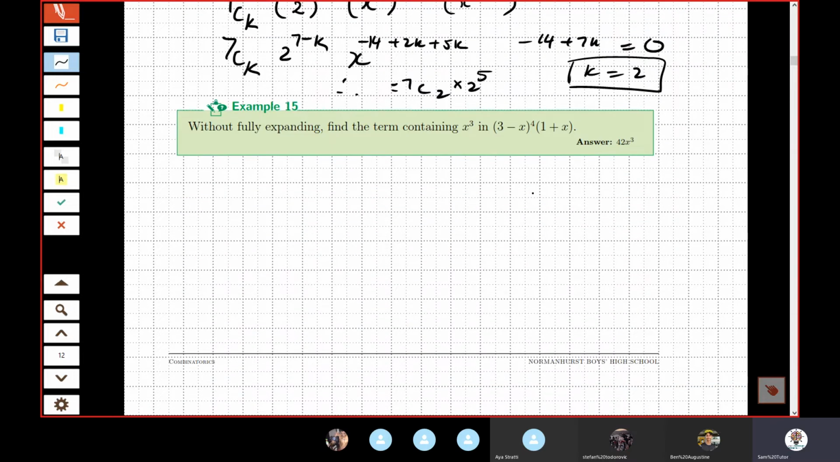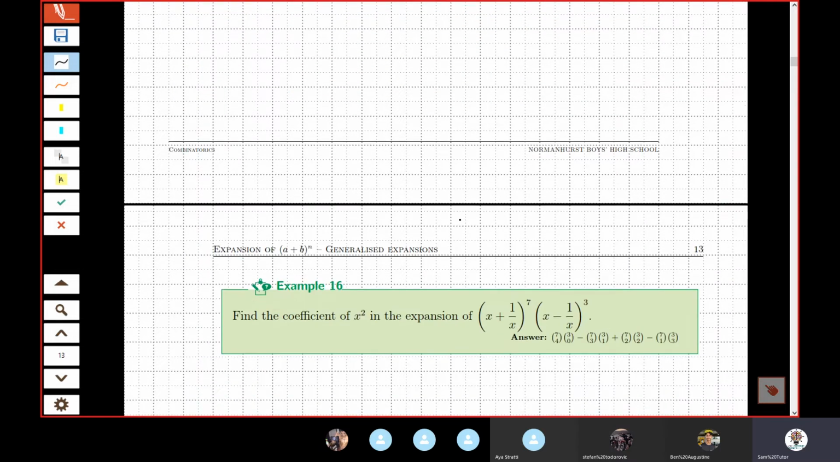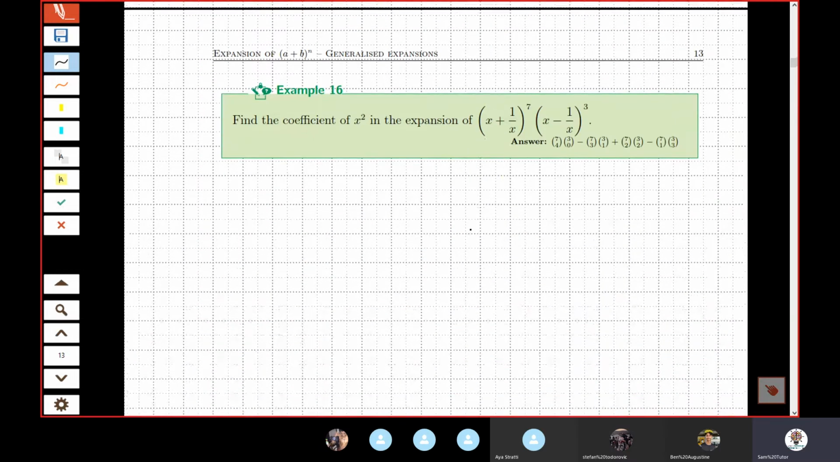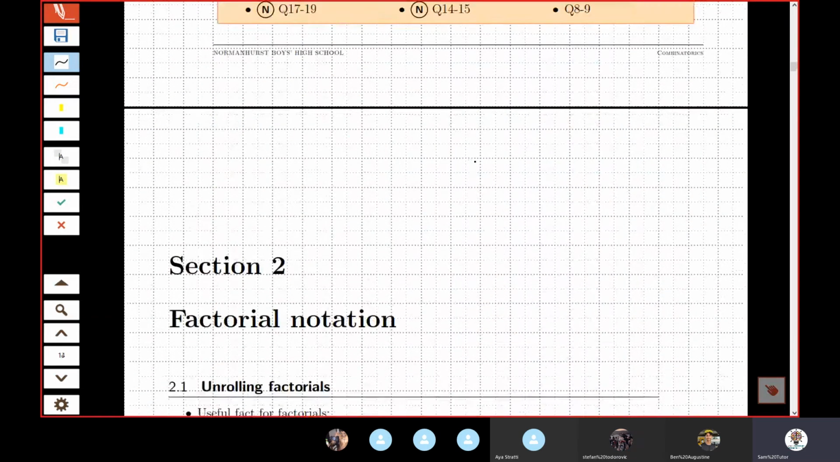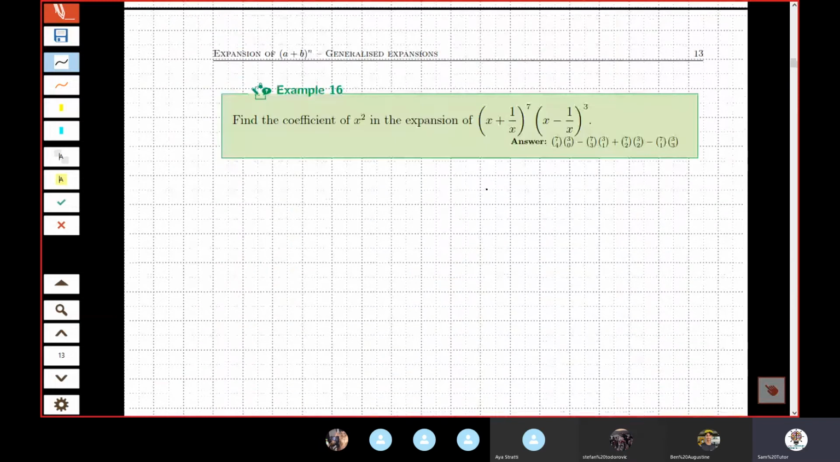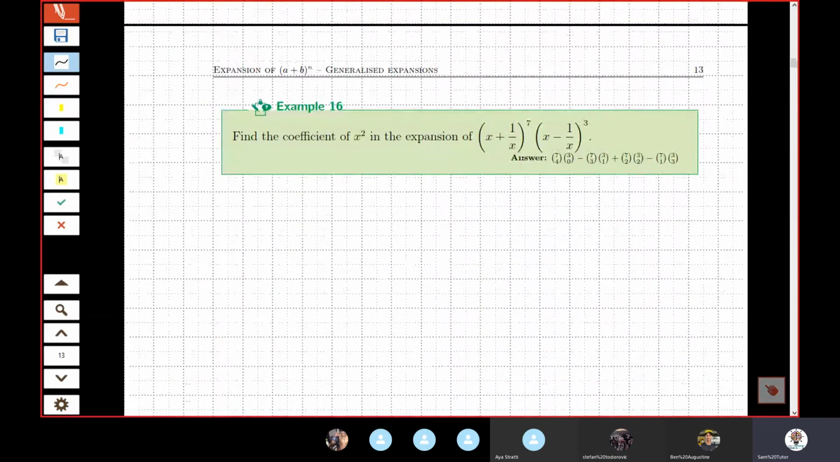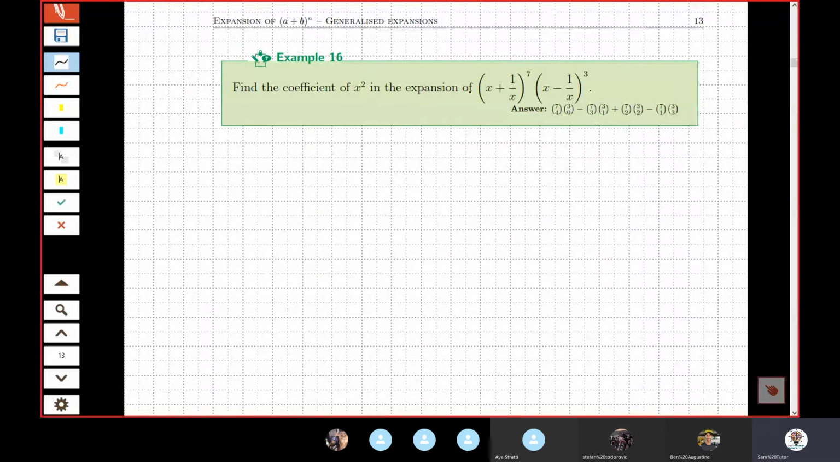Done. Without fully expanding, which is exactly what I just taught you guys before, find the term containing x cubed. All right, let's do it. Oh, even better, let's do a harder one. Find the coefficient of this. Is that the hardest? Done. That's our last one. Let's do it. Okay, here we go. Find the coefficient of x squared in this expansion. Let's see if we understand them now. I'm not going to talk as much and see if you guys can keep up.